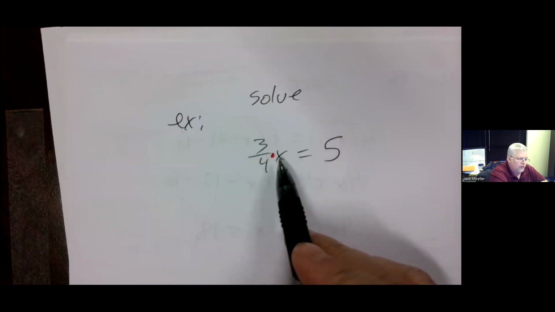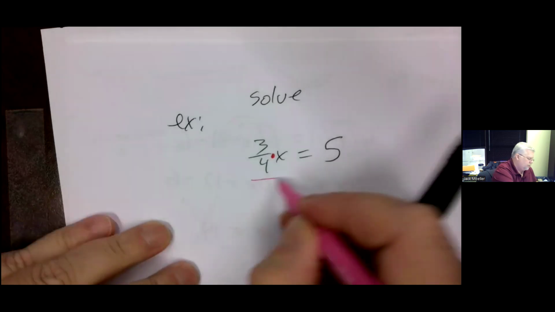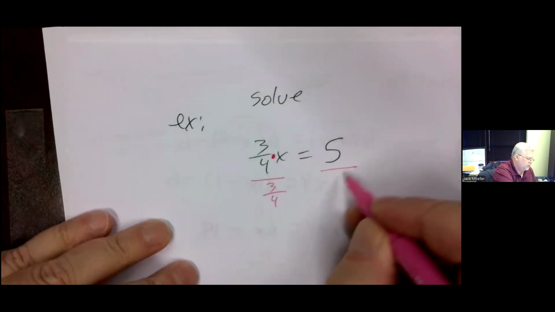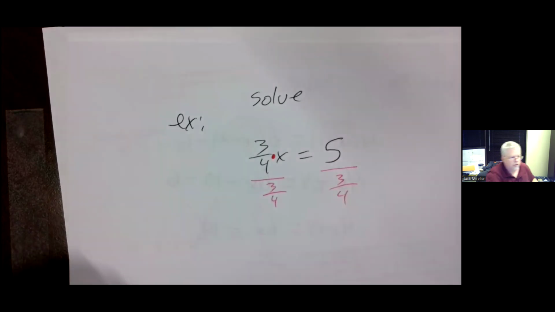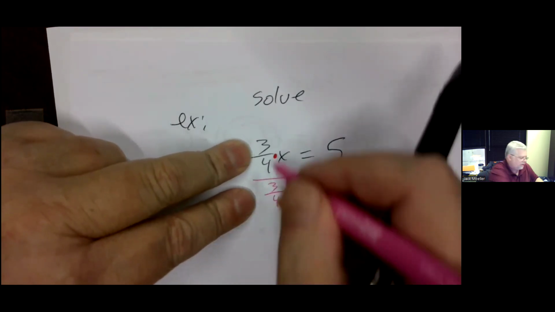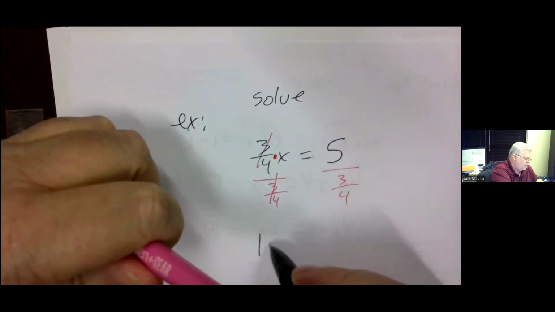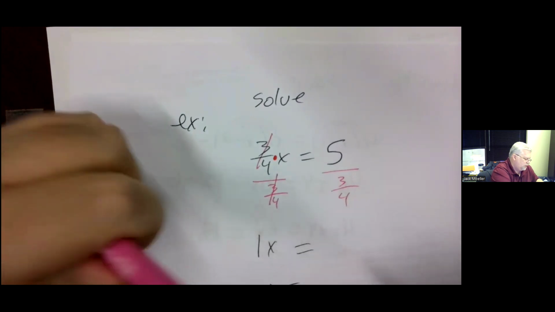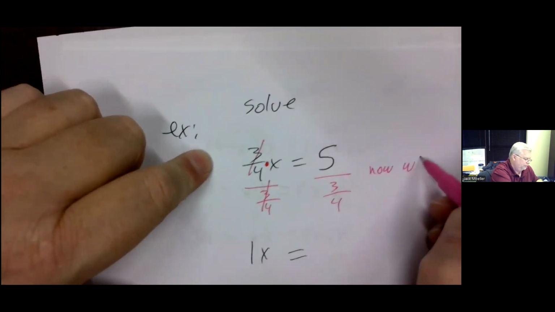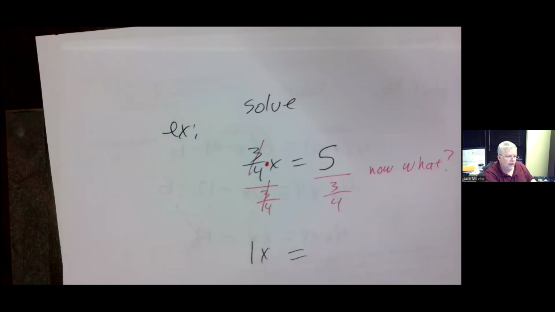Well, it's 3/4 times x, so what you could do is divide both sides by 3/4. Multiplying by 3/4 is undone by dividing by 3/4. So what you do to one side, you've got to do to the other. Now this may look messy on this side, but 3/4 divided by 3/4 is 1, so 1x, or just x. But now what? How do we deal with 5 over 3/4?